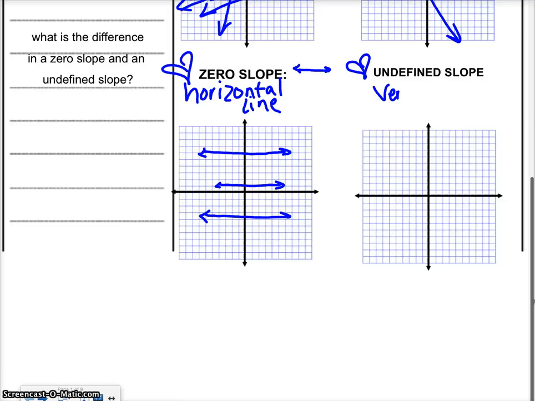Undefined slope is a vertical line. Vertical lines go this way. So undefined meaning there's no way you could climb it or ski it. Any vertical line is an undefined slope. Here's another undefined. There's another undefined. I'm not so good at writing straight lines, but anything that is a vertical line is undefined because you can't ski or climb it unless you have superpowers.